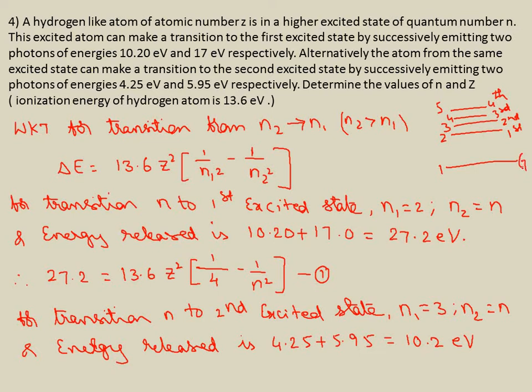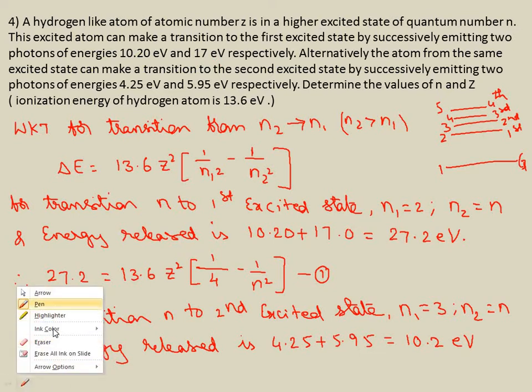Even in the energy diagram I have mentioned this clearly. So are we clear with this now? So now the transition is from the highest energy level, let's suppose nth, to the first excited state here. Are we clear with this? Now for that, n1 equals 2 and n2 equals n, and the energy released is 10.20 electron volt and 17 electron volt, isn't it? So the combined of all.